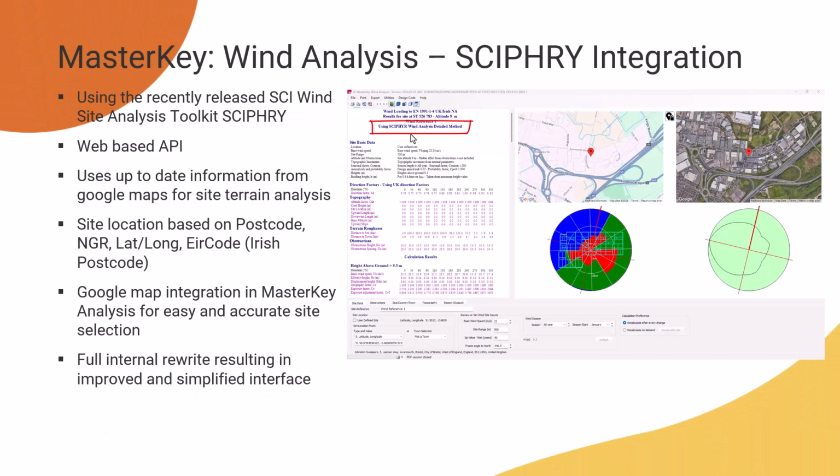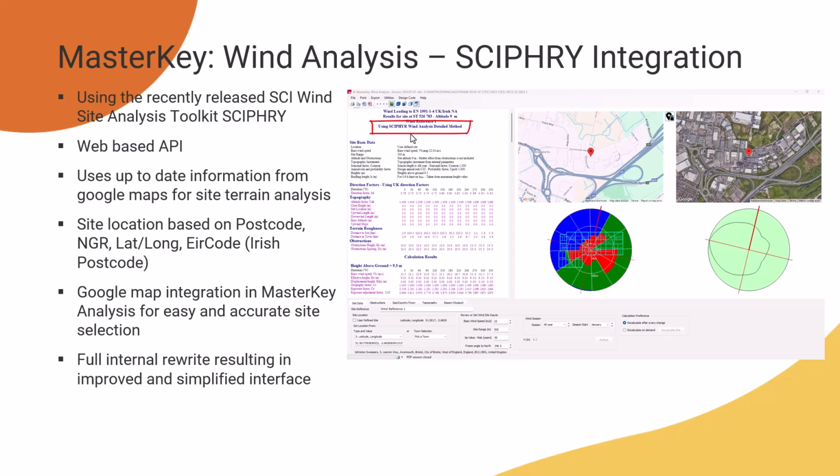First up, one of our major new features is the implementation of the SCI new wind analysis toolkit, released just a few months ago, called SCIPHRY. This replaces the legacy Breve wind analysis tool that MasterSeries previously used. It is a web-based API, a behind-the-scenes analysis engine, just like Breve was, that our software integrates with to do the wind site analysis.